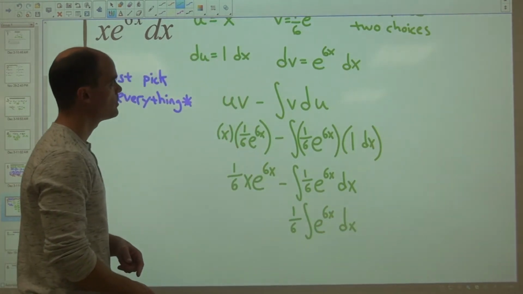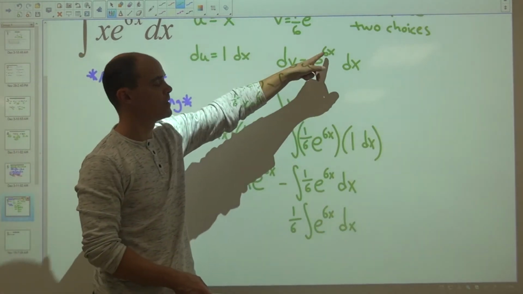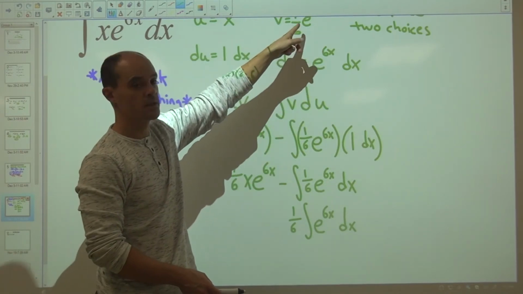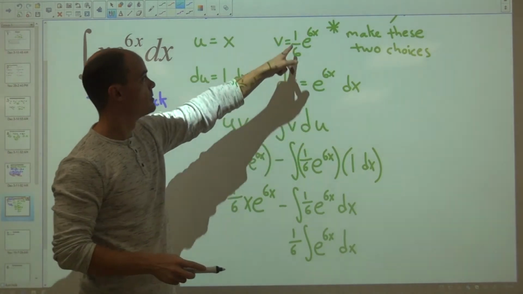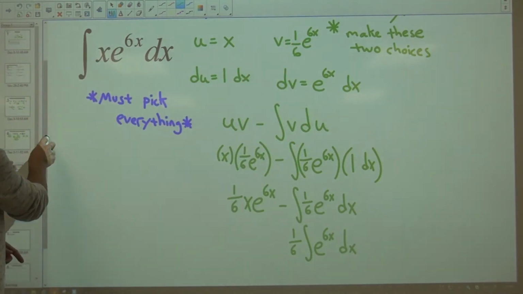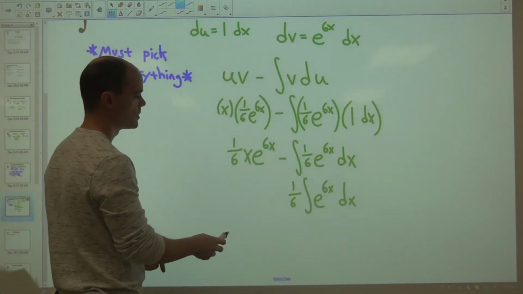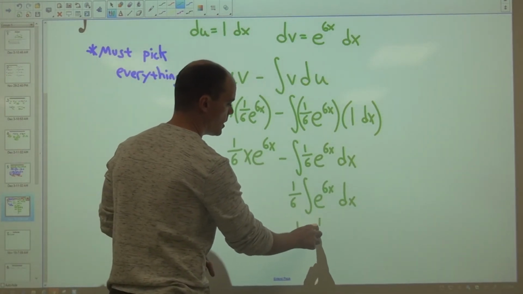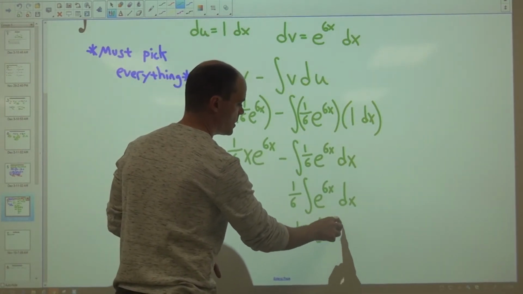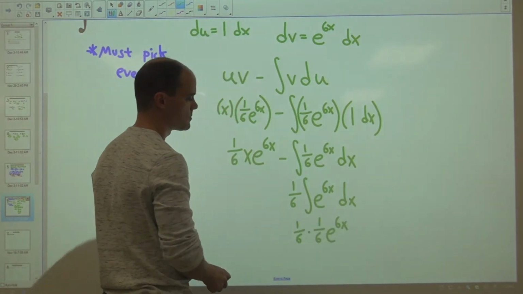Why would I do that? Well, because I already took the antiderivative of e to the 6x. It's 1/6 e to the 6x. I already did it. It's right there. So I'm going to do it again. Another 1/6 is going to come out, and I'm going to get 1/6 times another 1/6 e to the 6x.